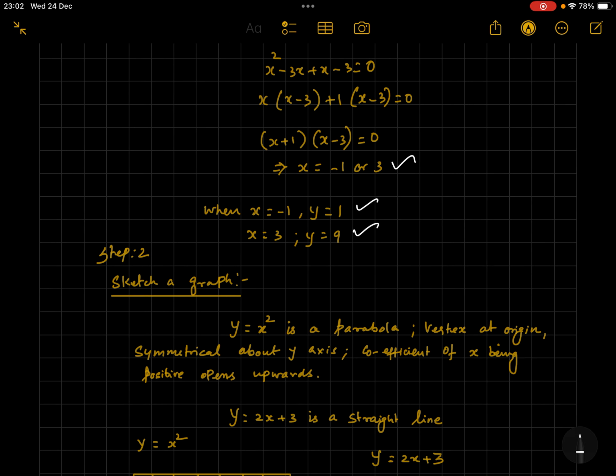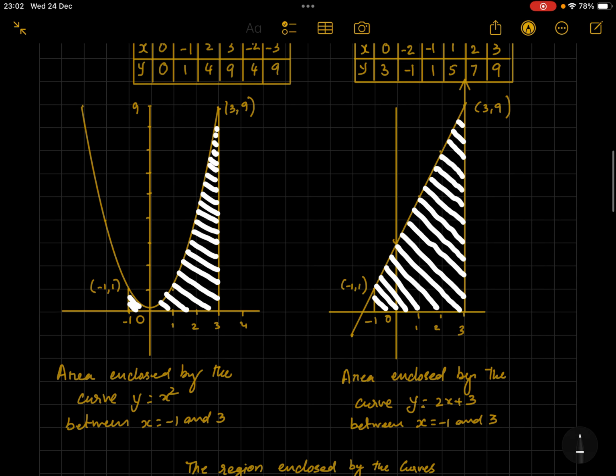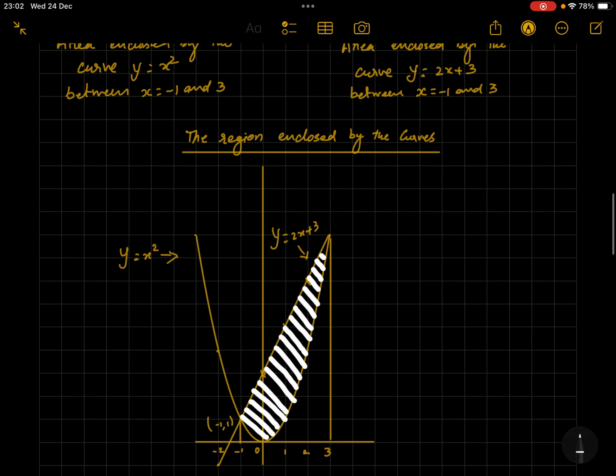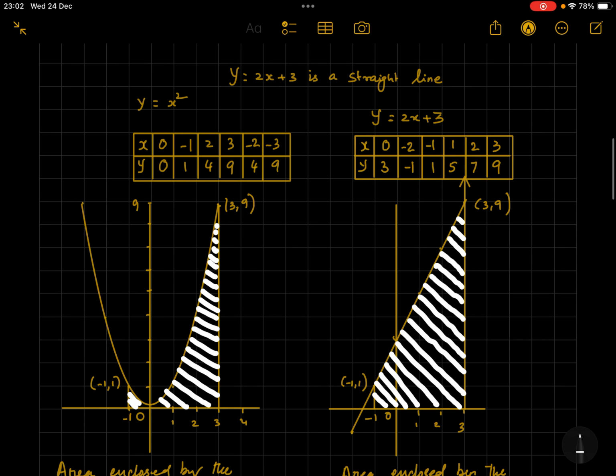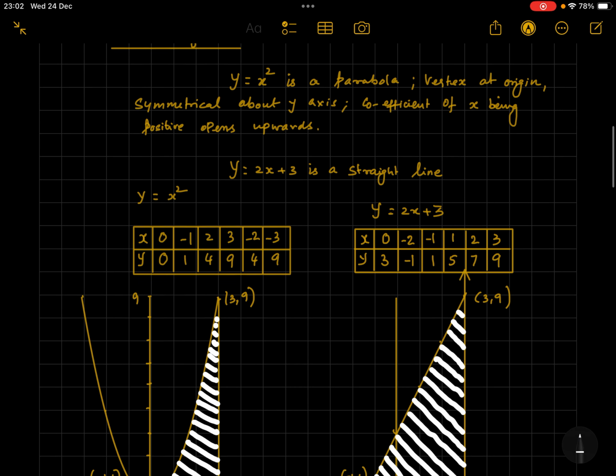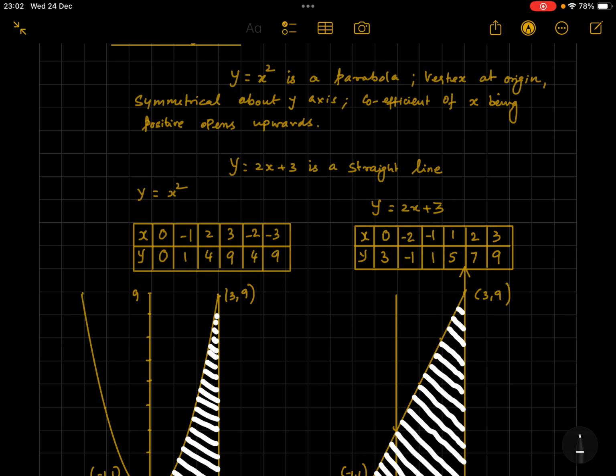The next step is you have to sketch the graph. Here we have this graph, the region enclosed between the curves. This is the thing which is required for solving this problem. However, I have just drawn the area enclosed by the two curves separately for your understanding. So let's see how to sketch a graph of the given curves.